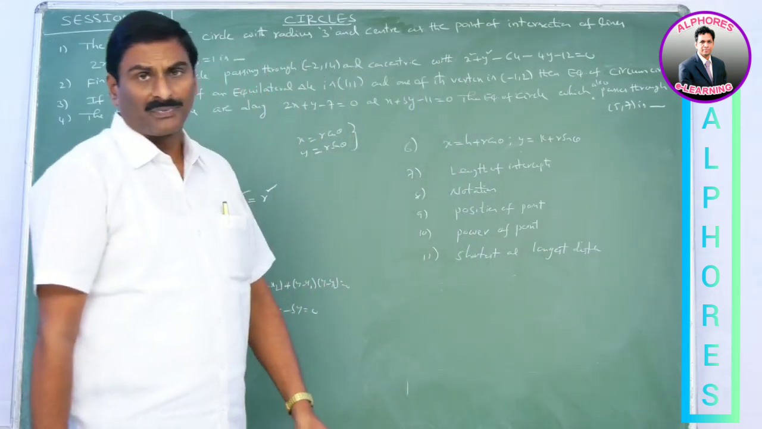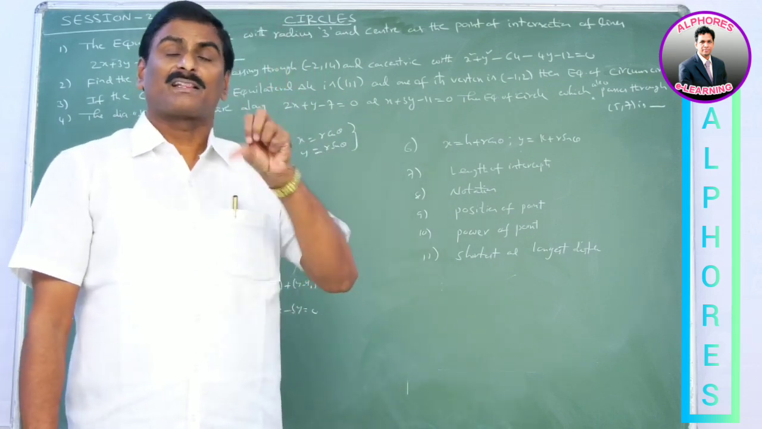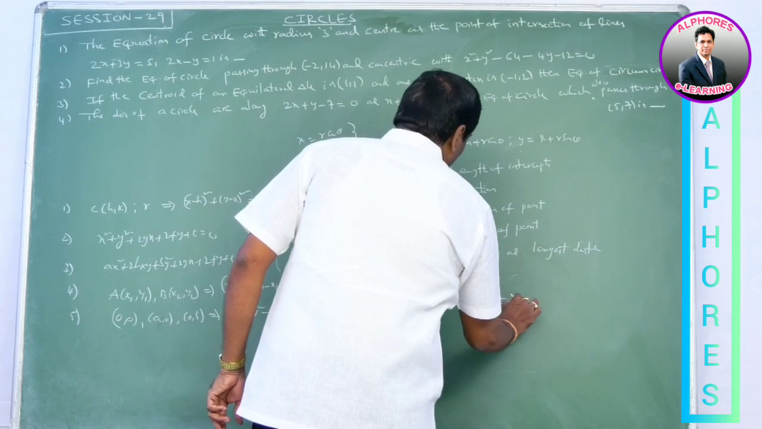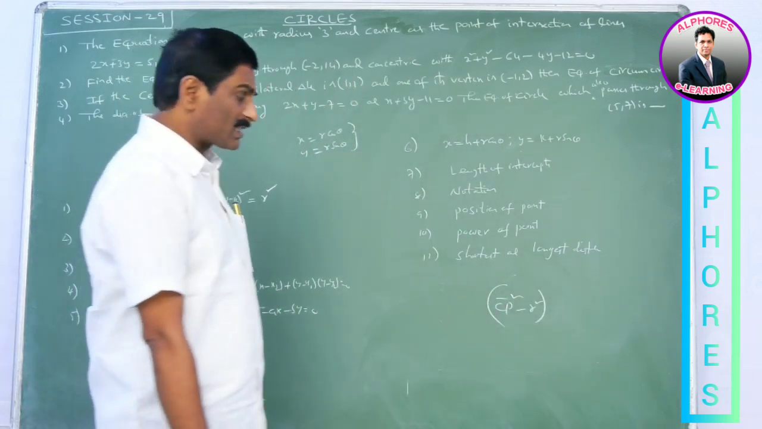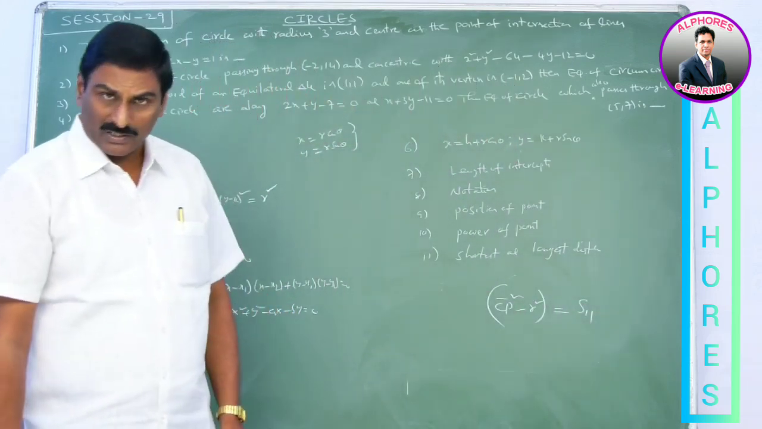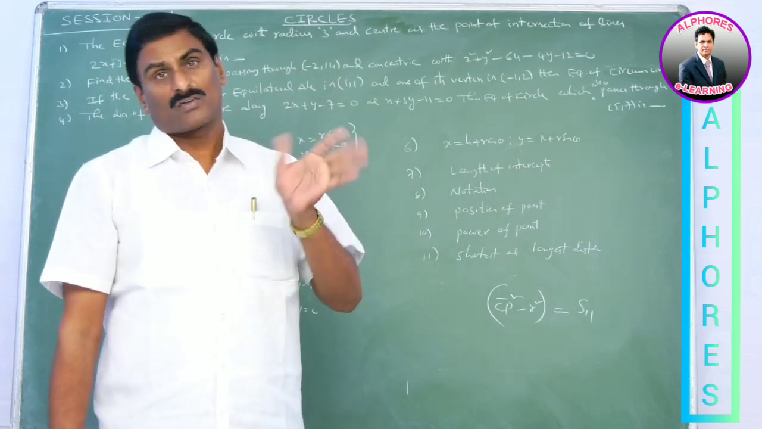Next, power of the point. If P(x1, y1) is any point in the plane containing the circle S = 0, then the value of CP square minus R square is said to be the power of the point. This value is automatically equal to S11. Power of the point is equal to CP square minus R square, that value is equal to S11. To find the power, we find S11.